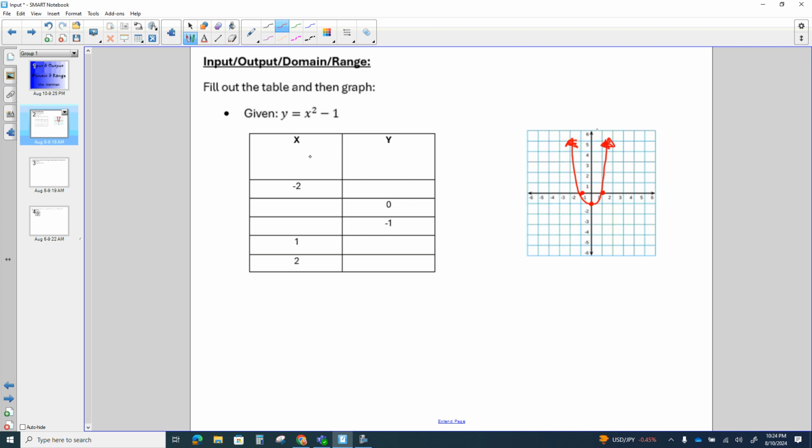And now let's go in and fill out this table. So keep in mind, this is our x-axis, this is what we're going to plug in, and this is our output, this is what we want to find. So when we start off, this first one is asking if I put in negative 2 for x, where am I on the y? So if I plug in negative 2 over here, where is it on the y-axis?